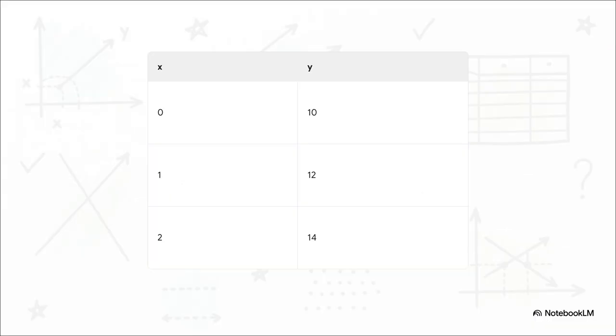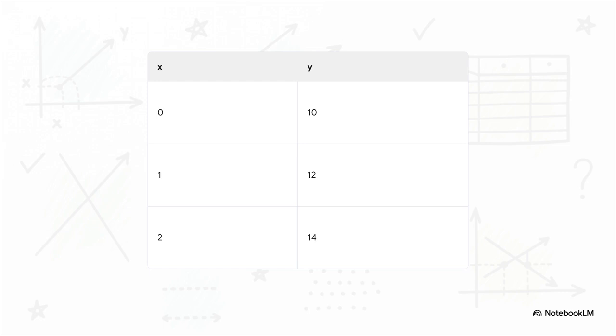Okay, first up is a data table. Your job is to find the pattern, which is our slope m, and the starting value, our y-intercept b. Notice the y column. It goes from 10 to 12 to 14. What's the pattern there? It's going up by 2 every single time the x column goes up by 1. So our slope, our m, is positive 2.